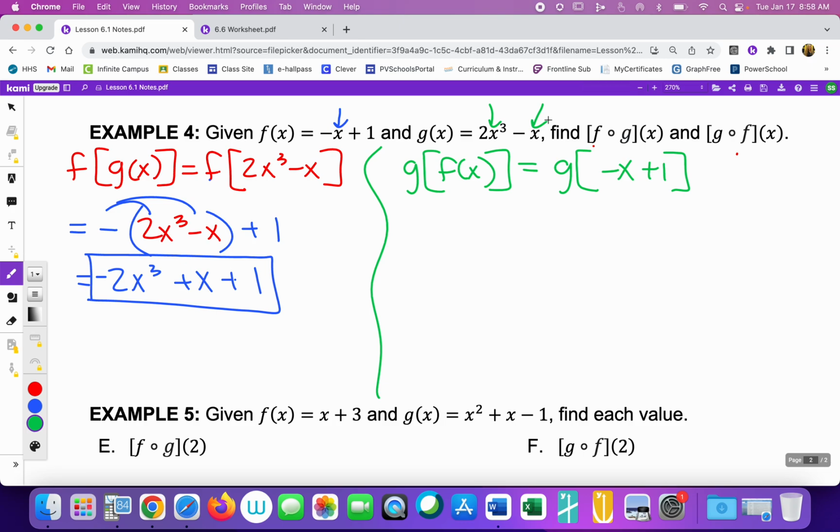So that would give us 2 x cubed minus the same function. So everywhere there's an x, you put that other function. Questions before we keep going?